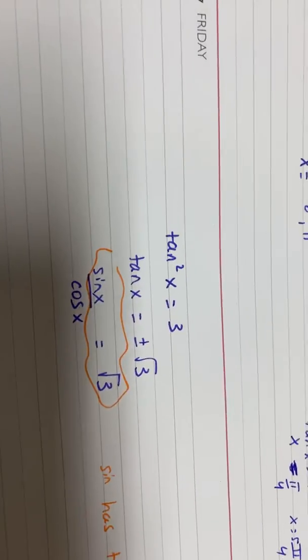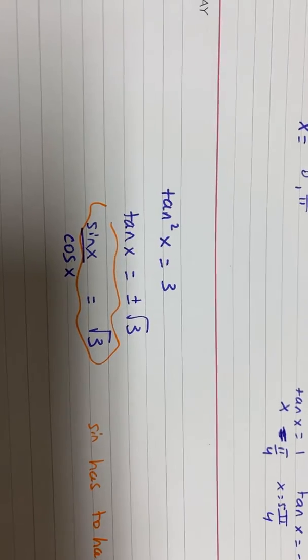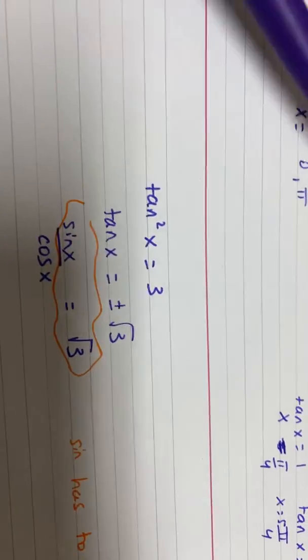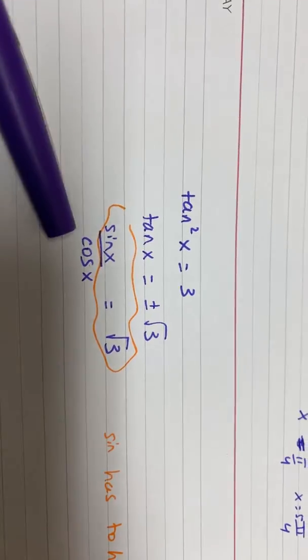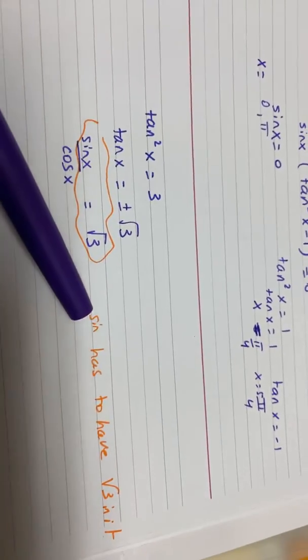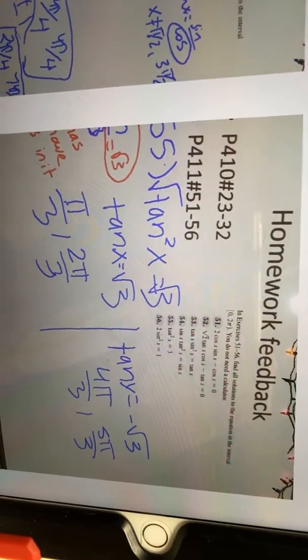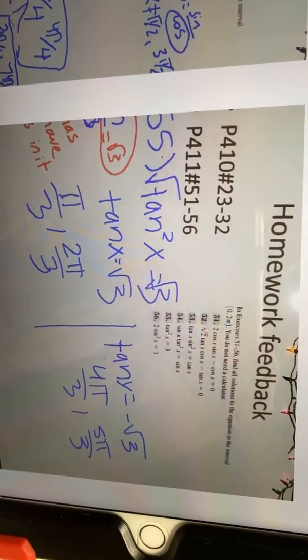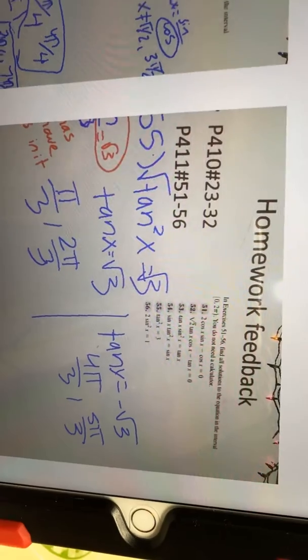Number 55, tan squared equals 3, so tan equals plus or minus square root of 3, because you square root both sides. And then the sine over cosine has to equal square root of 3, so the sine has to have a square root of 3 in it, and this is number 55. And those are the 4 angles where the sine has a square root of 3 in it. And if you divide it by a cosine, you get square root of 3.